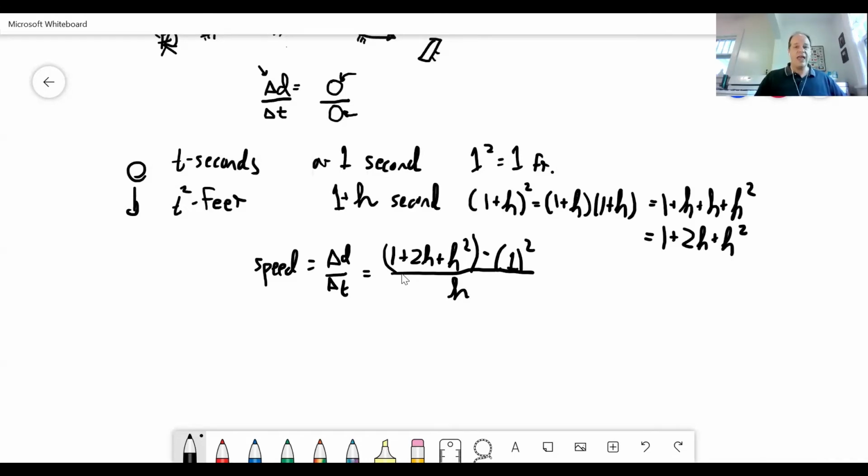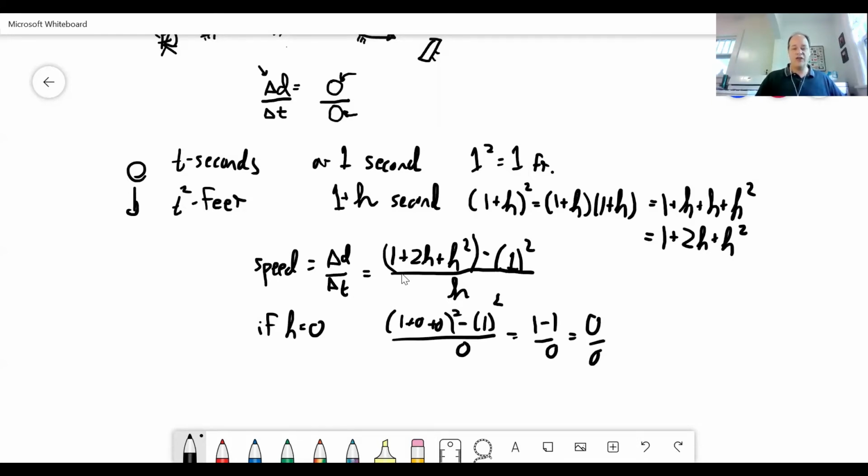Now here's the thing. If that h were 0, and we plug that in, we would get 1 plus 0 minus 1 squared over 0, which is going to be 1 minus 1 over 0, or 0 over 0. So if h is 0, that gets us back to this situation that we were looking at in the paradox of the arrow. That's bad.